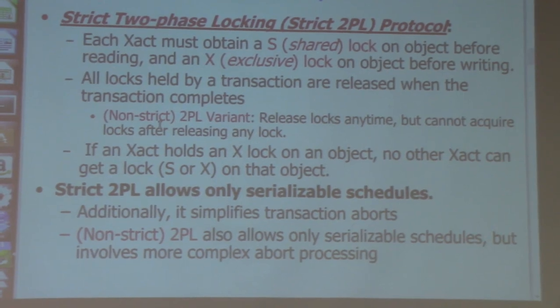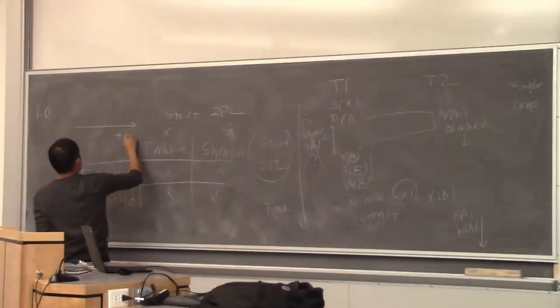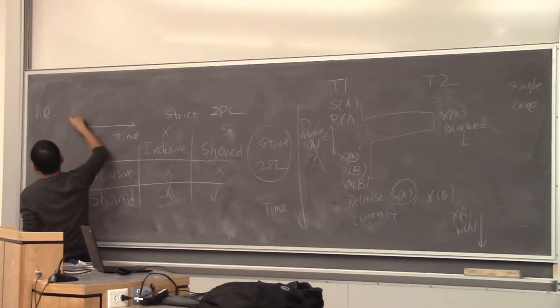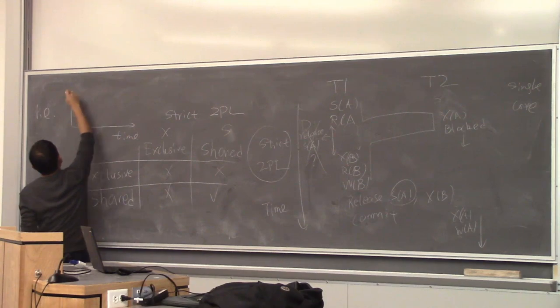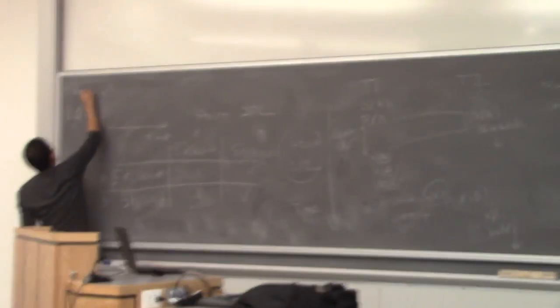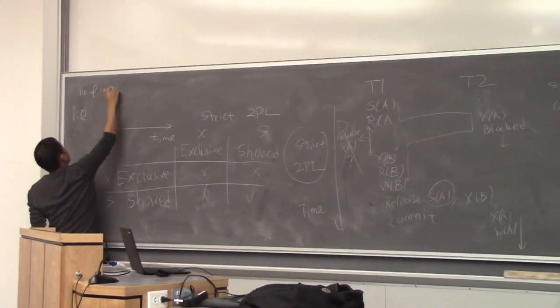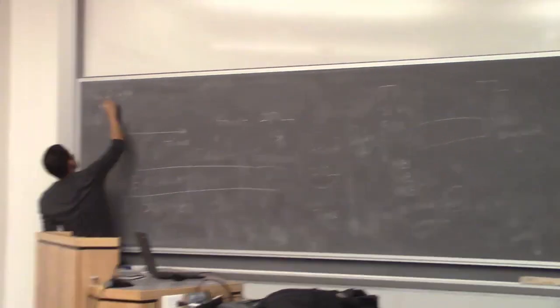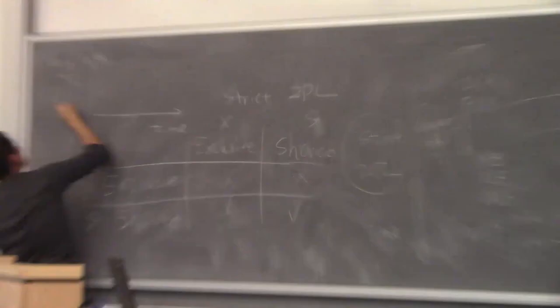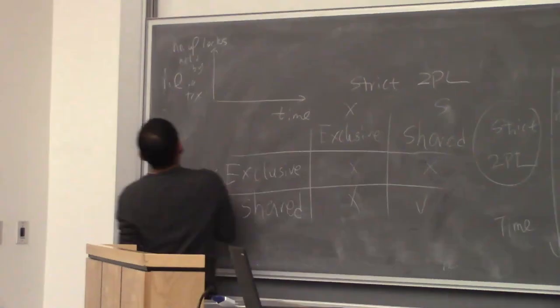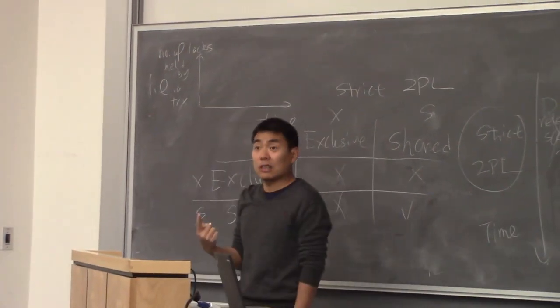You follow me? In other words, if you look at strict two-phase locking, what happens is, if this is time, and this is the number of locks held by a transaction. Okay, number of locks held by a transaction.